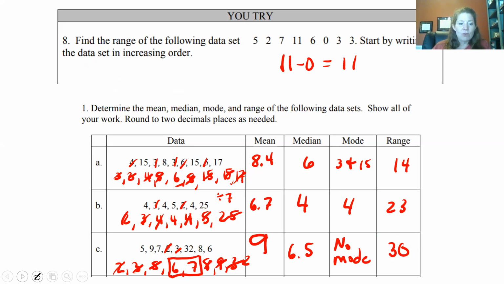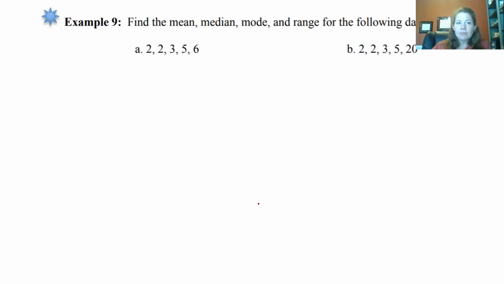Hopefully you guys got all those right. All right, so now it says find the mean, median, and range for these sets of data. So we're on example 9. All right, so we have 6 plus 5 is 11 plus 3, 11, 12, 13, 14, 15, 16, 17, 18. So we have 18 divided by 5. So our mean is 3.6.